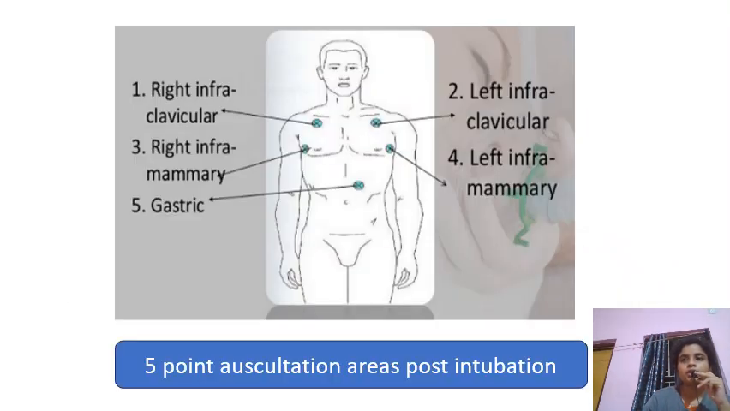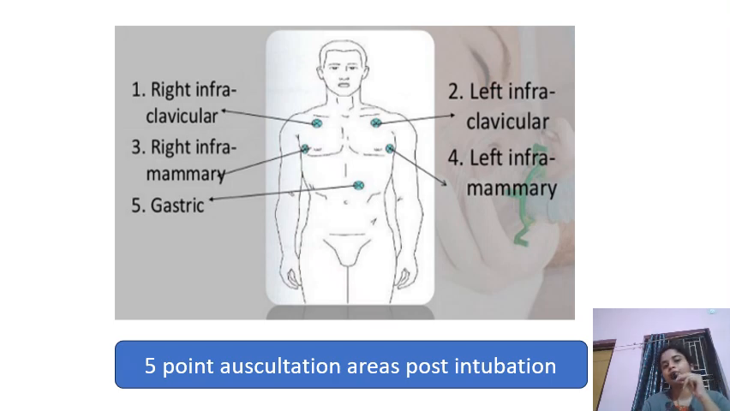So cuff leak test means if you want to extubate the patient, before that we do the cuff leak test, in which we deflate the cuff and check whether any laryngeal edema is present or not. So the exhaled tidal volume should be 1/3 of the tidal volume that was present before the cuff was deflated. Okay, so this should be checked. So that is the cuff leak test.